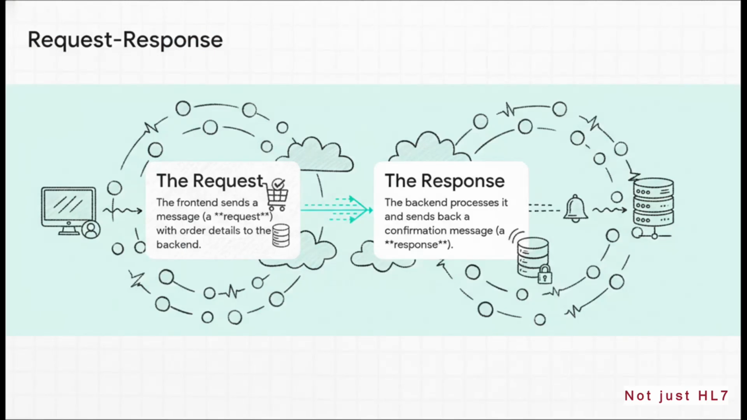This whole conversation follows a really simple pattern. We call it the request-response cycle. The front end sends a request with all your order details. The back end gets it, does its work, saves the order in the database, checks inventory, and then it sends a response back, probably a confirmation message. This simple back and forth, it's the heartbeat of the entire internet.